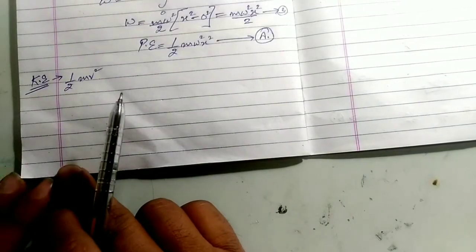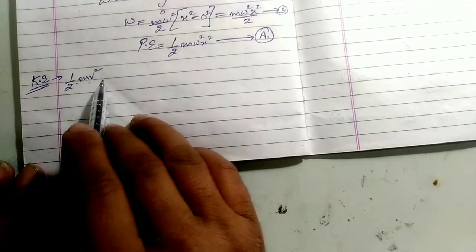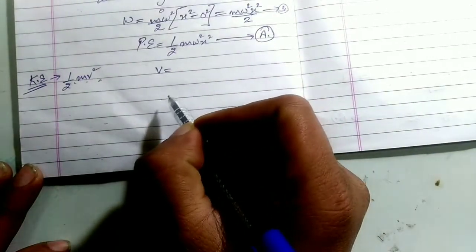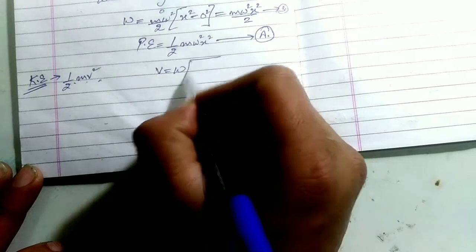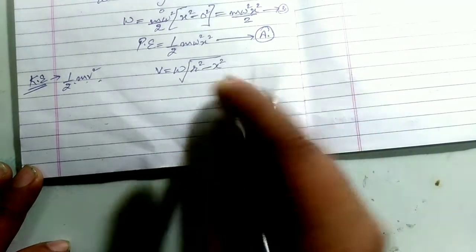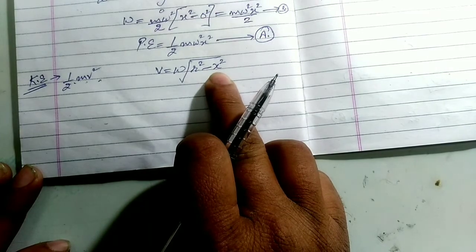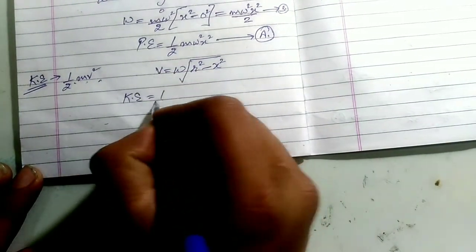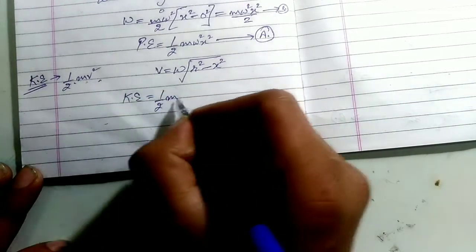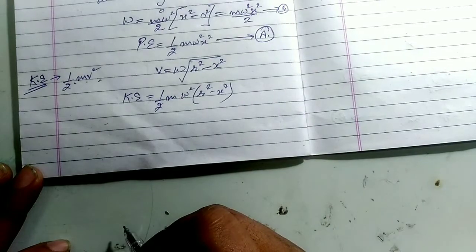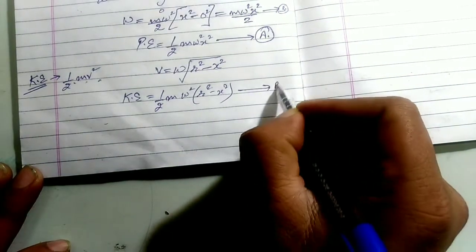We have to find the kinetic energy, which is equal to half mv square. So v is equal to omega root of r square minus x square, because x is the displacement. Putting this value in kinetic energy, KE is equal to half m omega square into r square minus x square. Okay, so this is equation number P.